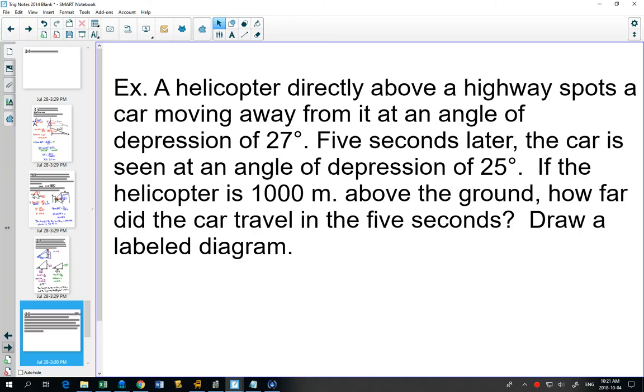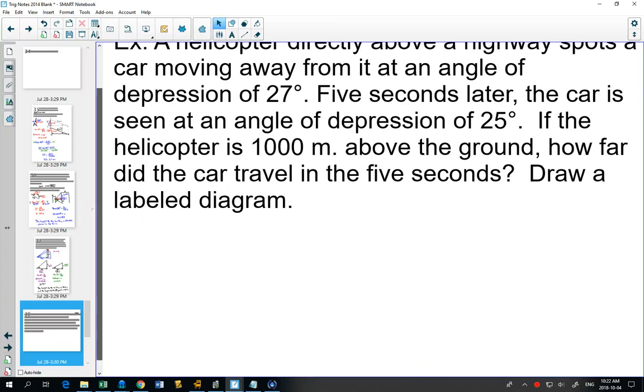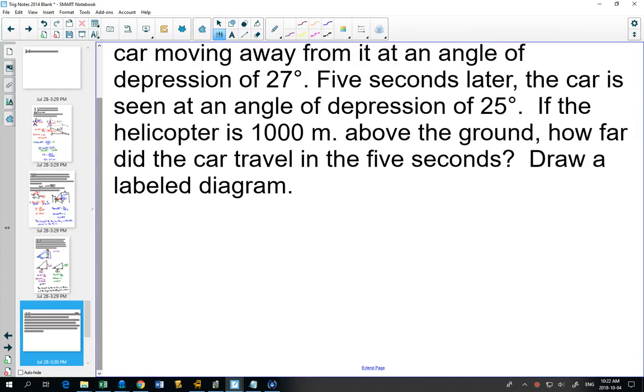A helicopter directly above a highway spots a car moving away from it at an angle of depression of 27 degrees. 5 seconds later, it's seen at an angle of depression of 25 degrees. Helicopter's 1,000 meters above the ground. So, draw our helicopter.